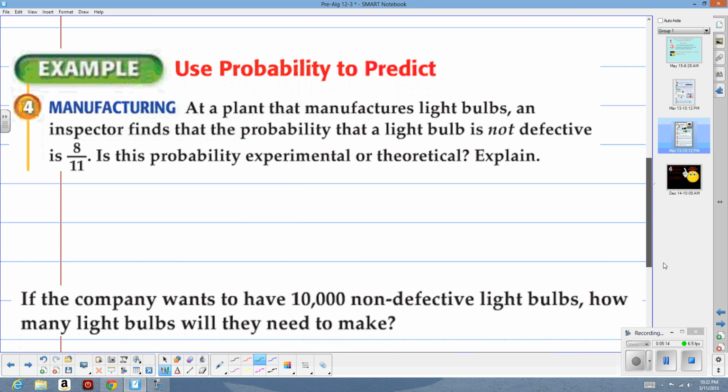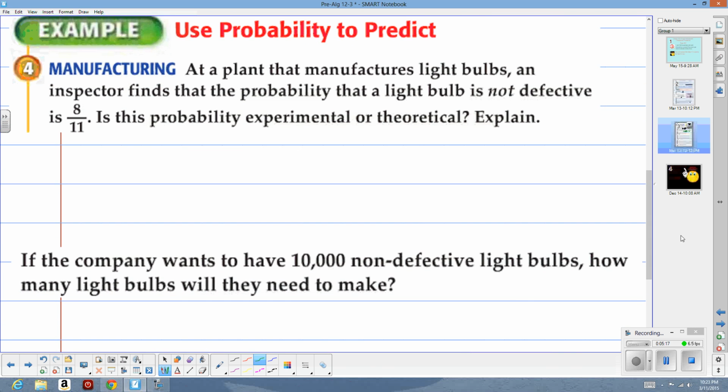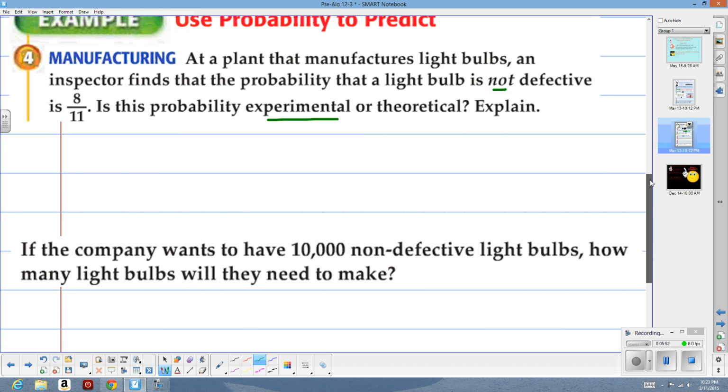Now we're going to use probabilities to make predictions. It says, at a plant that manufactures light bulbs, an inspector finds that the probability that a light bulb is not defective is 8/11. Is this probability experimental or theoretical? Well, this would be experimental because they actually checked it out and did it. So it's experimental. They found that 8 out of 11 were not defective.